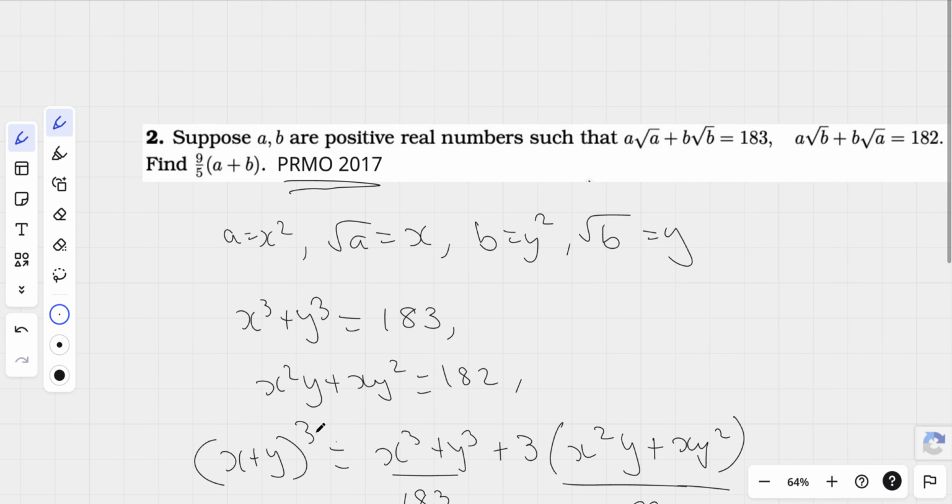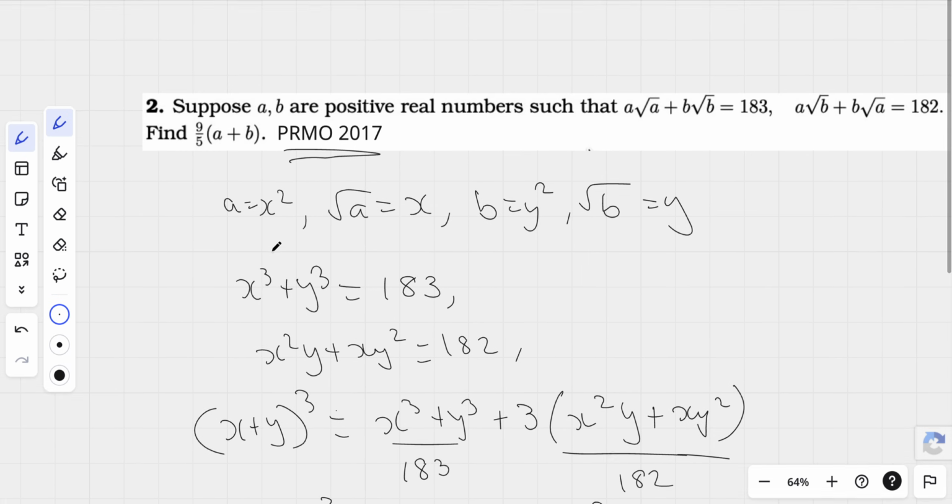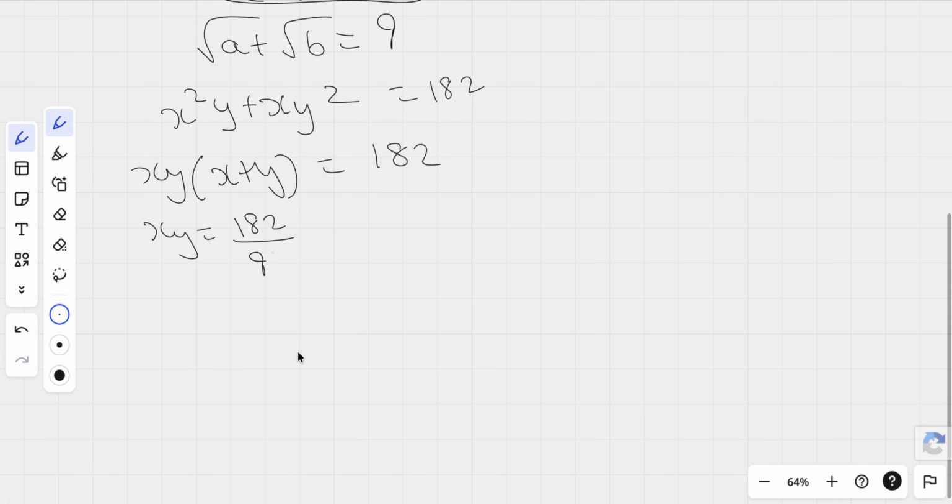What is given to us? Find 9 by 5 of a plus b. What is a plus b? x squared plus y squared. How can we write x squared plus y squared? x squared plus y squared is equal to (x plus y) whole square minus 2xy, right? This is a good way to write it.